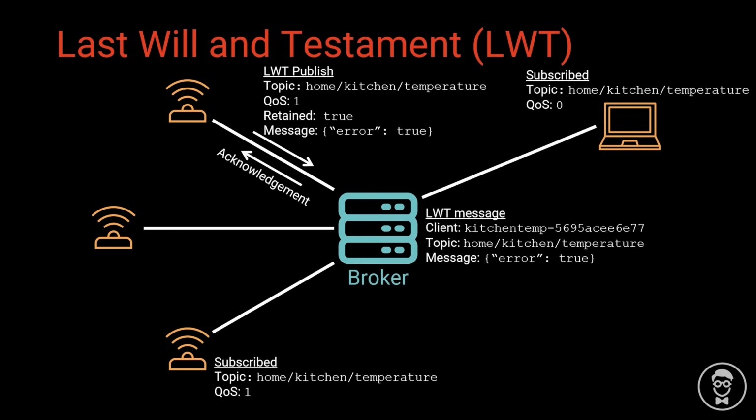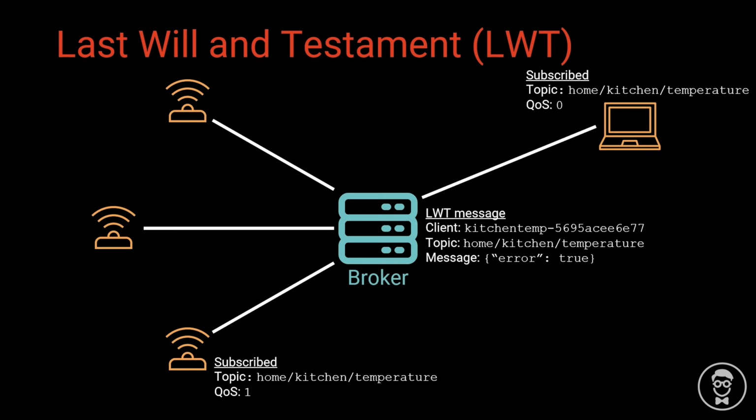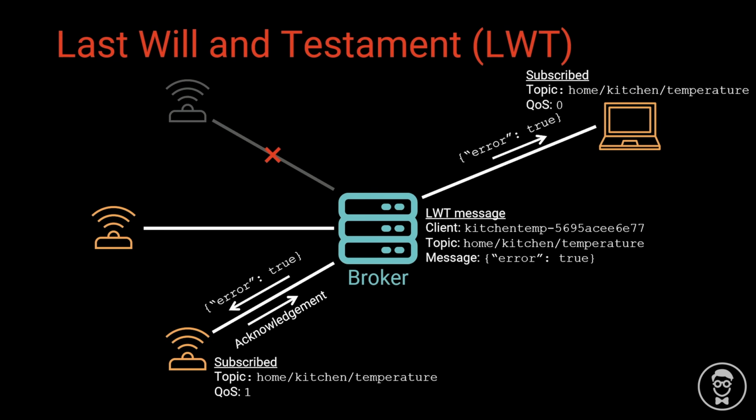The key here is that it's not sent out right away to topic subscribers. Instead, the broker holds on to the message and only sends it out if the client disconnects unexpectedly. If the client sends a proper disconnect message, then the broker simply discards the LWT message. But if the broker detects that the client has disconnected for any other reason, such as a network failure, or the client has crashed, it will send the LWT message to all subscribers of that topic.